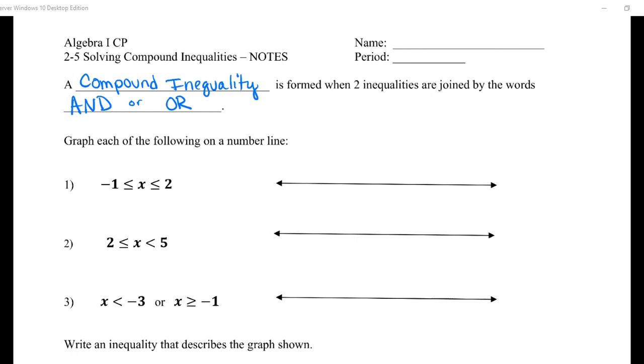So what that means is for it to be an and inequality, it would have to satisfy both parts of the inequality. For it to be an or inequality, it could satisfy one inequality or the other.